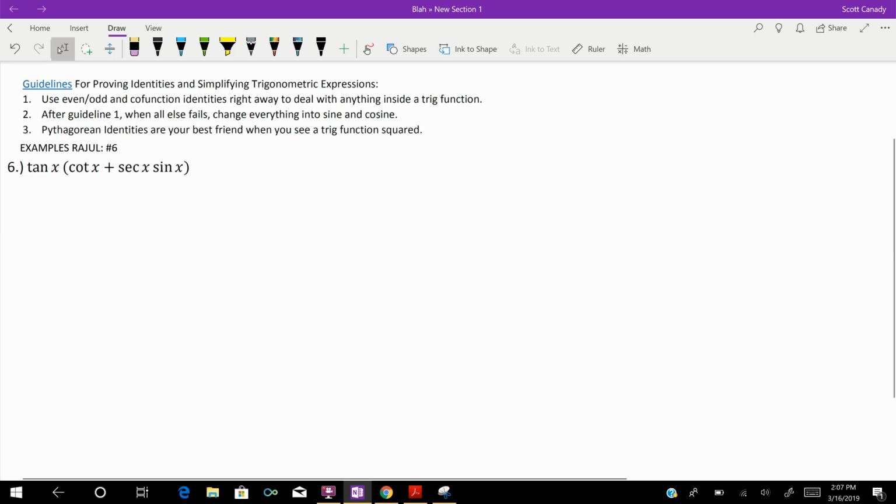Examples, Rajul, problem number 6. And with this problem, again, we're going to find out that we're going to get a Pythagorean identity at some point that we're going to need to use. So make sure you review your Pythagorean identities before you start taking a look at this problem.